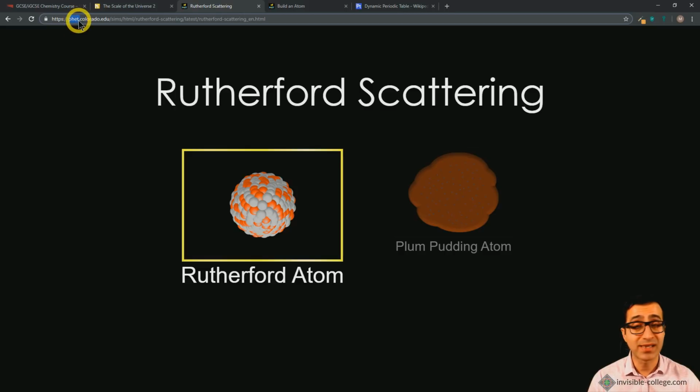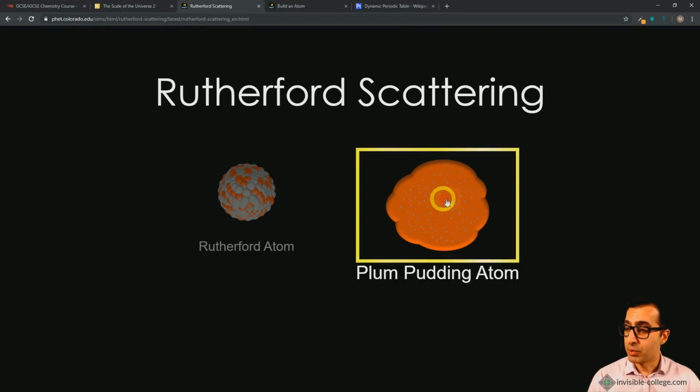You can just type in PhET simulations into Google and it will take you straight to the first result, which will be the PhET website, where you can find many of these very useful simulations for physics, chemistry and biology. So let's take a look at the plum pudding model.